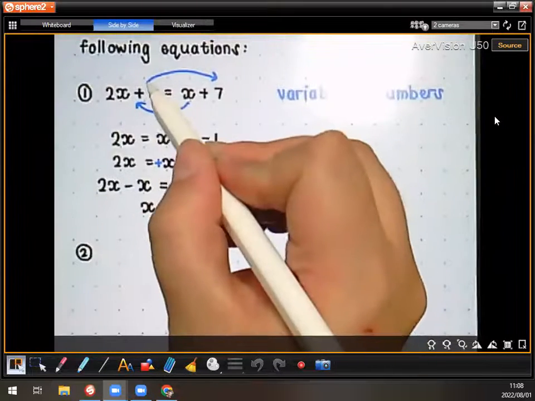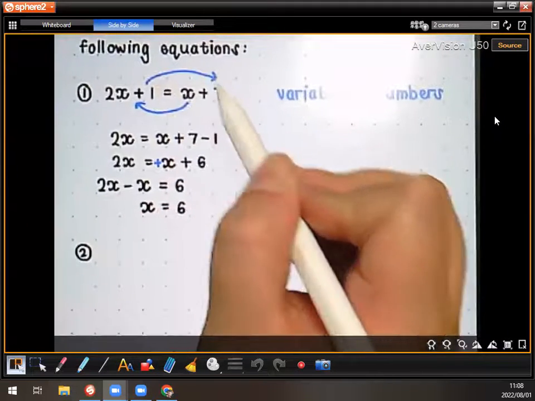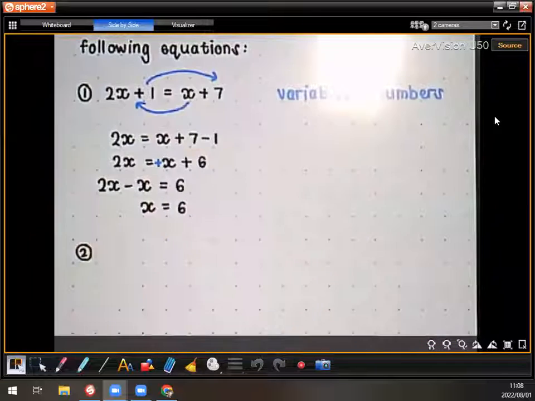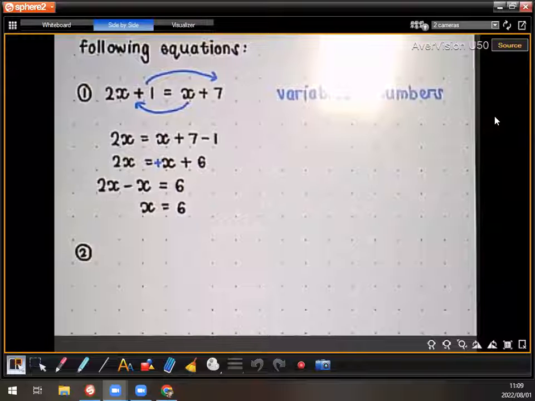So this arrow was showing that the plus 1 must go to that side, and this arrow was saying that the x must go to this side. You want all your variables on the one side and all your numbers on the other side. Yes, that's what Aaron was asking you. You could do it as well. Okay, all fine. Any other questions?